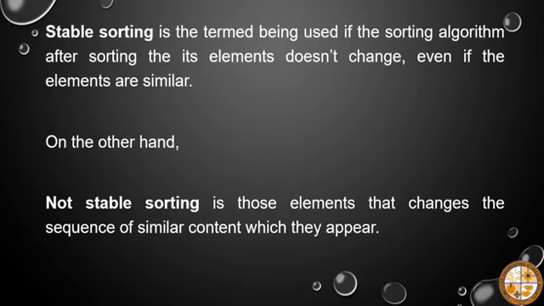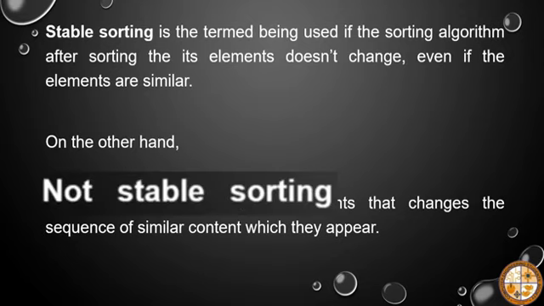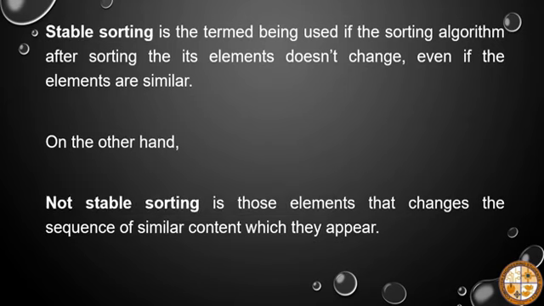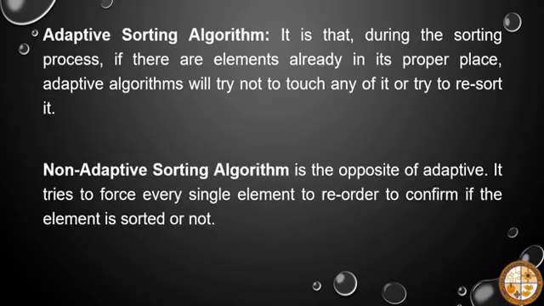Stable sorting is the term used if the sorting algorithm, after sorting, does not change the order of similar elements. On the other hand, unstable sorting changes the sequence in which similar elements appear.